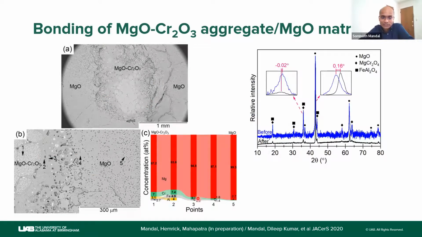So what you see is, we all know there is direct bonding, and you can see that there is chrome across the interface. There is chrome on both sides, chrome and aluminum, and the peak shift is also telling you that the magnesia is taking in chrome into it, so that is why there is a peak shift.